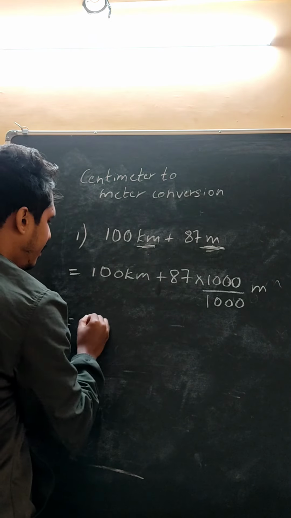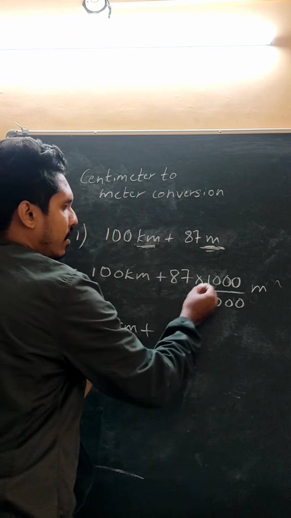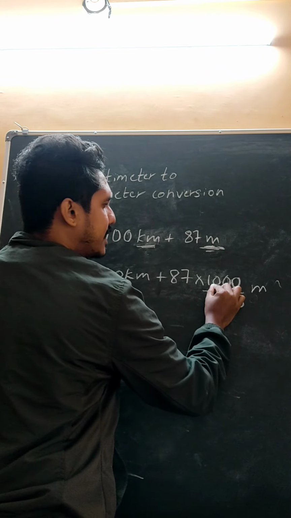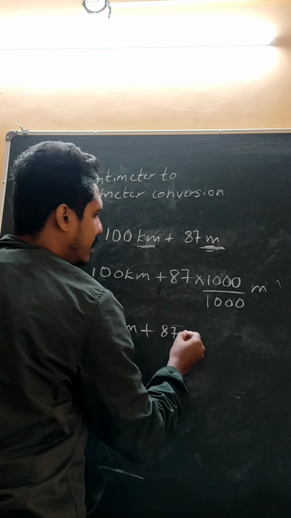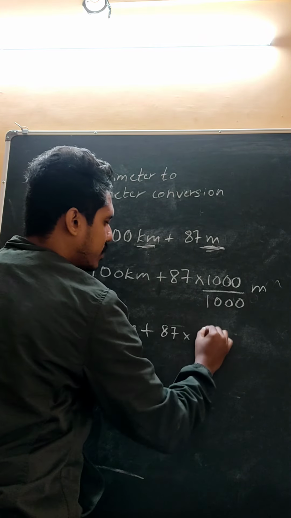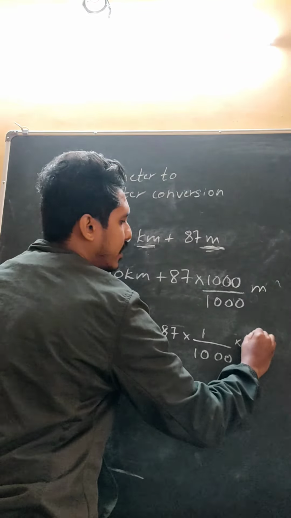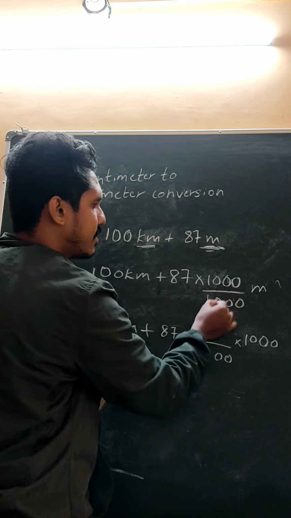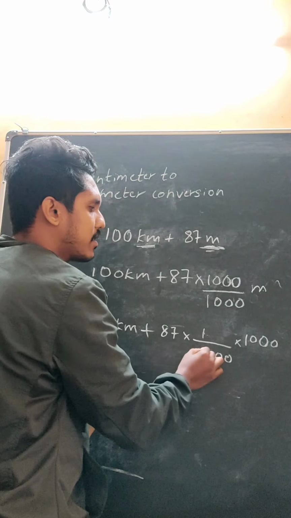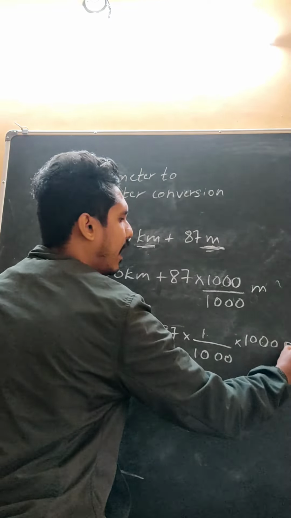Okay, 100 kilometer I'll write as it is plus what is 1000 meter? 1000 means kilo, right? Kilometer. Okay, 87 I'll write as it is into 1 by 1000 I'll split. 1 by 1000 into 1000 I'll write. Check. 1000 ones are 1000, 1000 by 1000, similar to the previous step, right? That's why I have split and written 1 by 1000 into 1000 meter. I'll write as it is.